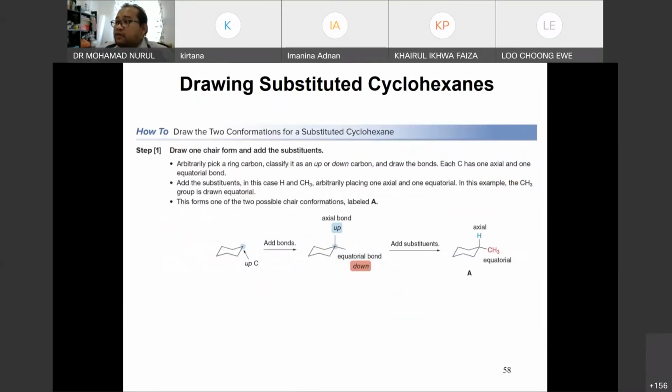Next, how to draw substituted cyclohexanes. First, follow the same rules that we learned for drawing cyclohexanes. So first draw the chair conformation and add substituents. You have to understand that they have 6 axial and 6 equatorial positions, in axial 3 up and 3 down. After that, you have to put the bulky groups in equatorial positions.